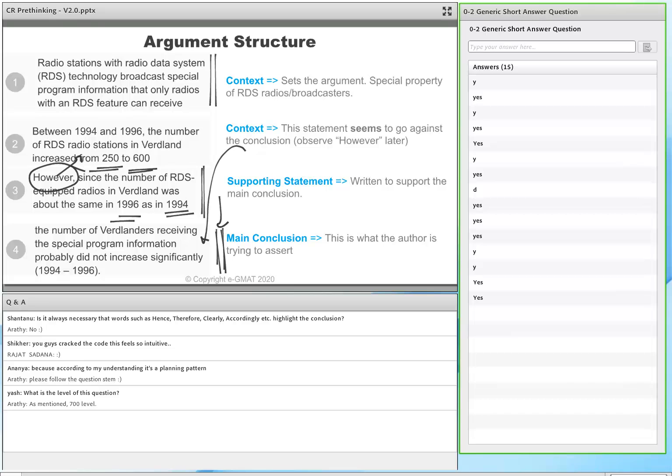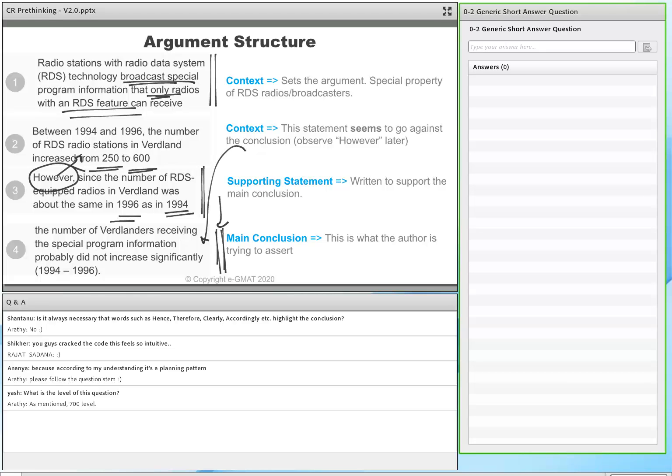It really says that, hey, radio stations with RDS technology broadcast special program information that only, the word only is a really important keyword, radios with an RDS feature can receive. So essentially what it's saying is, to receive this special program information, you need a radio station that has that technology, and then you also need that special radio that has that technology. Okay, if you don't have one or the other, you can't receive special program information. Is all of this clear? This part needed to be clear. Okay.